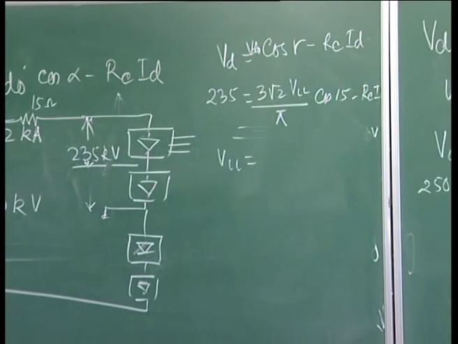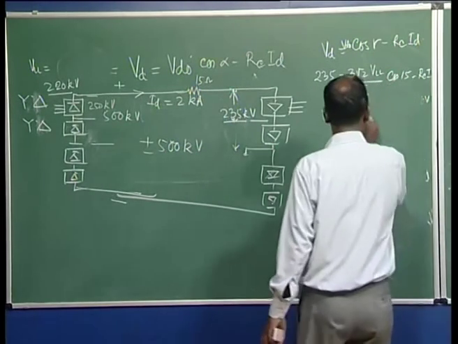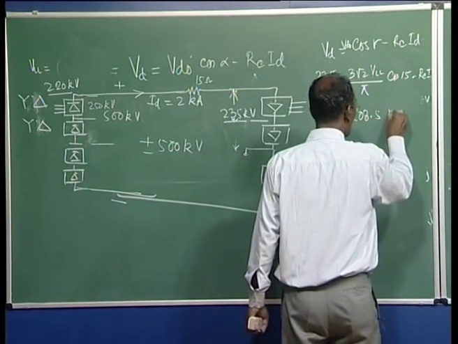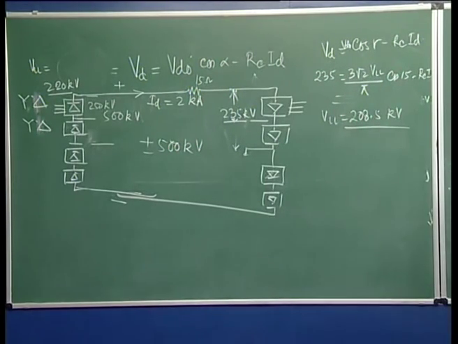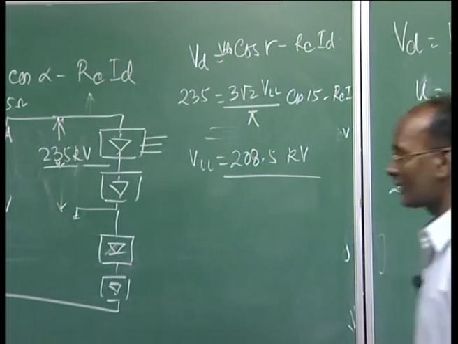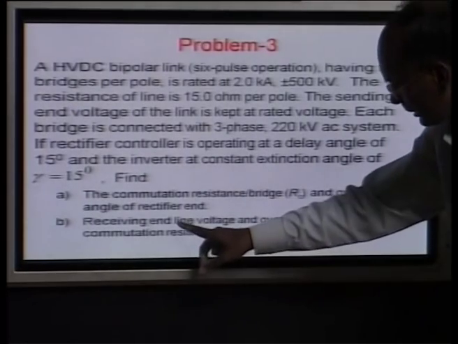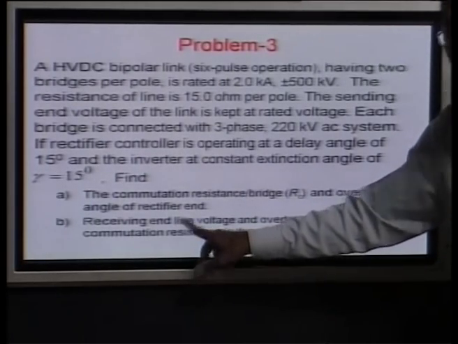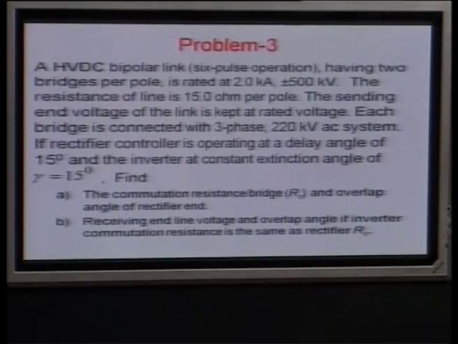And this value is going to be 208.5 kilovolt AC side. So, it was asked the receiving end line voltage. Basically, the intention was to ask for the AC line voltage, although you can say the DC line will of course be 235 kilovolt.